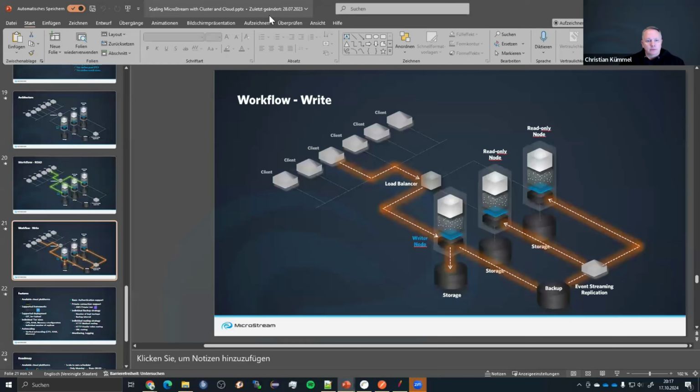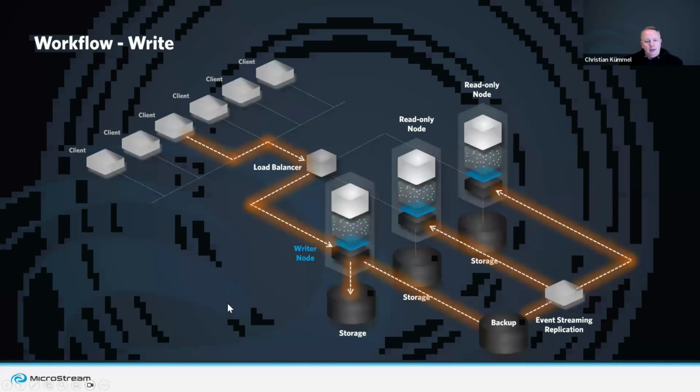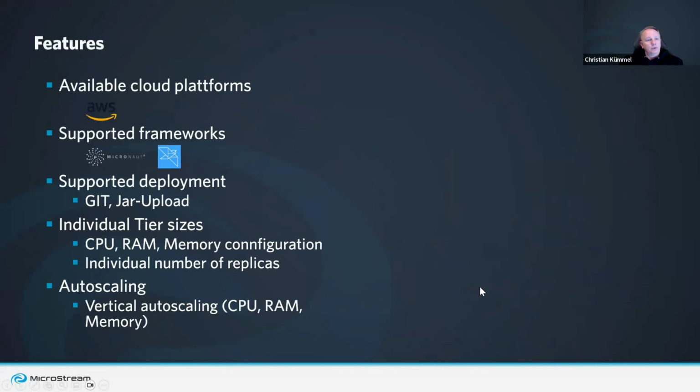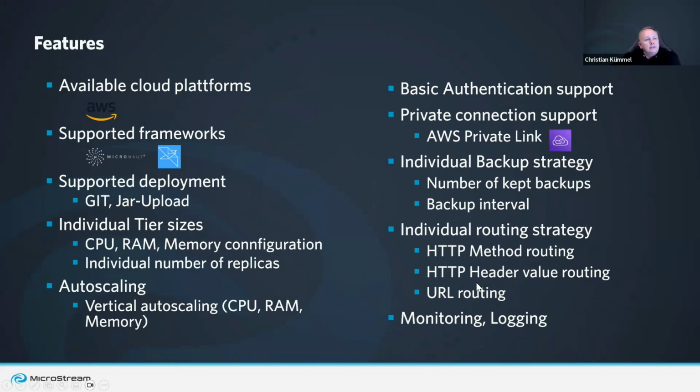Here we are. So what we created, or what features we provide now: we provide AWS cloud platforms. As I said, we're still working on Azure Cloud and Google Cloud. Supported frameworks are now Micronaut and Spring, and we are also working on Helidon, but it's almost done. It's just some smaller improvements to provide this again.